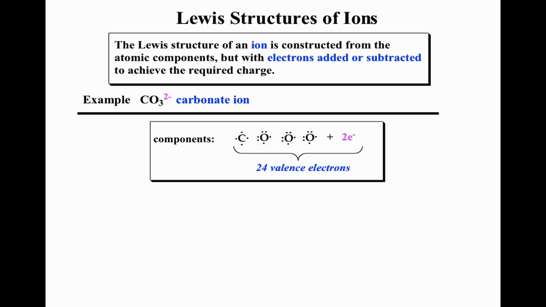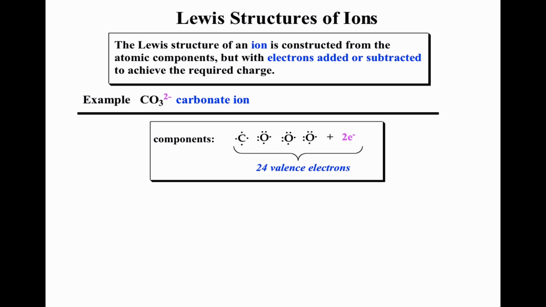We know that carbon has 4, oxygen has 6. And since it's a 2 negative anion, we need 2 additional electrons. We add all that together, we get 24 valence electrons that we have to take into account. We know that our central atom is going to be which one? Why? It's the least electronegative, right?